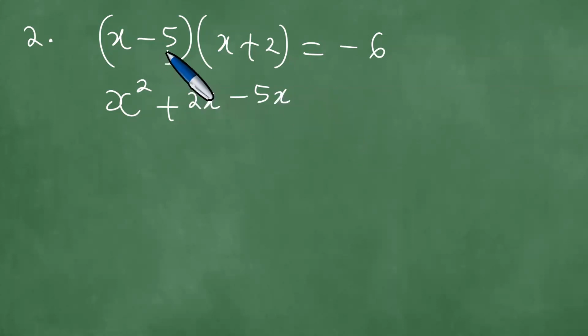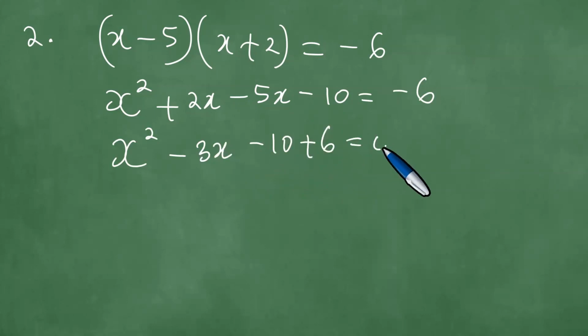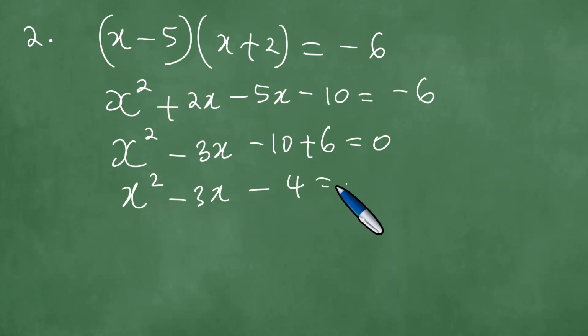Minus 5 times 2. What is minus 5 times 2? We get negative 10, equals minus 6. And obviously, Tando is right. We can therefore have x squared. What is 2x minus 5x, anyone? Negative 3x. What is minus 10 plus 6? Negative 4.